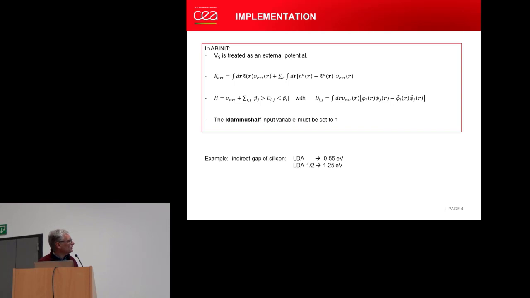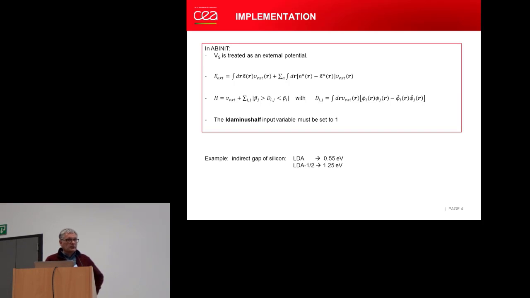So in ABINIT with LDA, we found 0.55 eV, and within the LDA-1 method, 1.25 eV, which is close to the experimental value for the indirect gap.